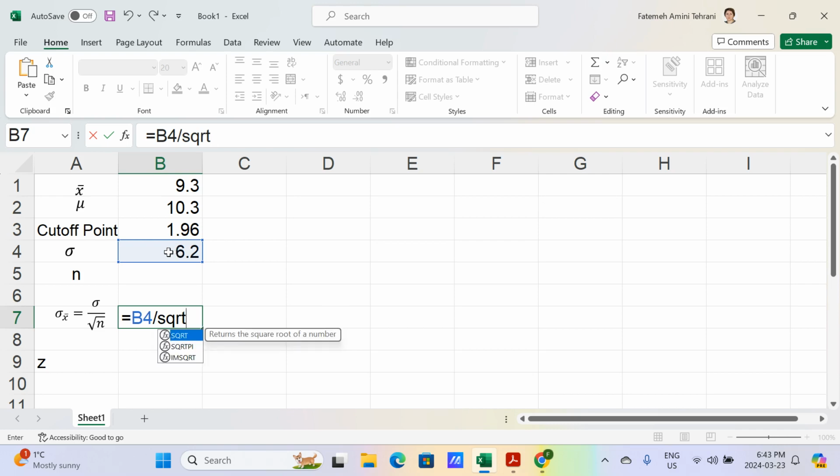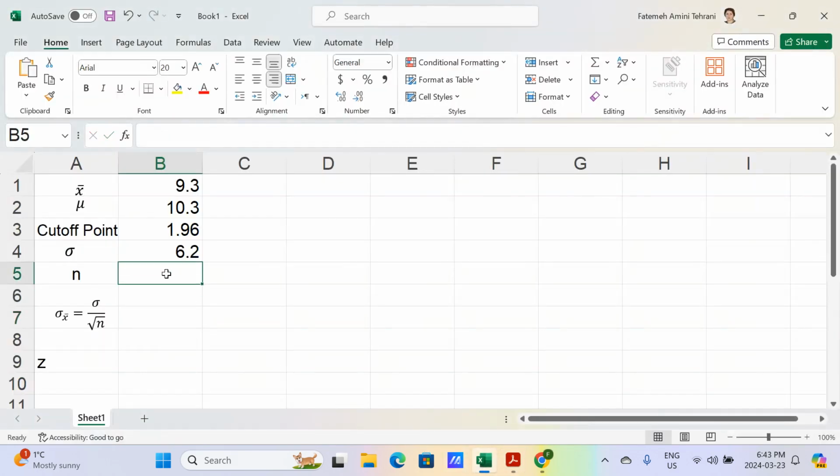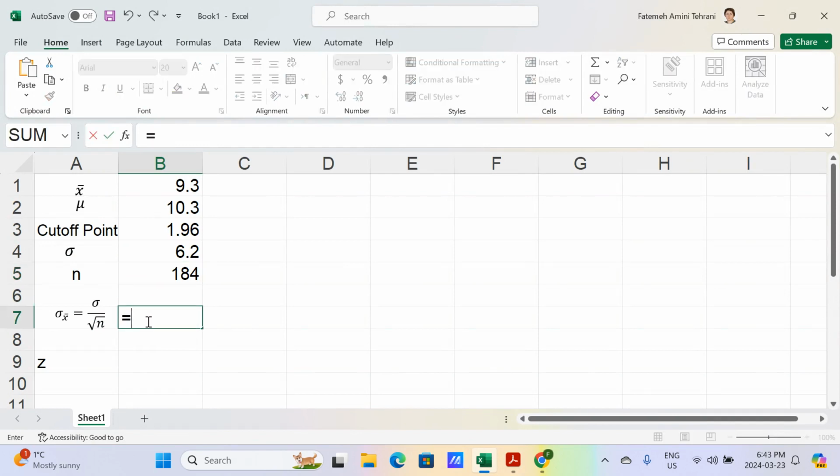N was how much? I forgot to enter n again. We have a sample of 184. So now let's find sigma over square root of n. Why? Because in the Z formula I need that. So now sigma divided by the square root of 184.